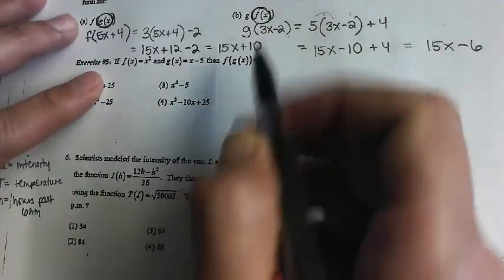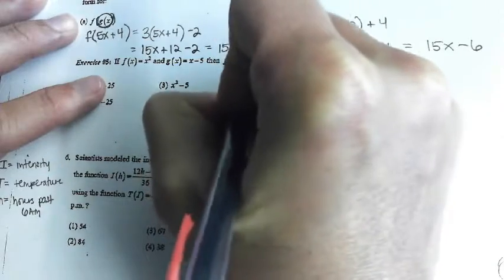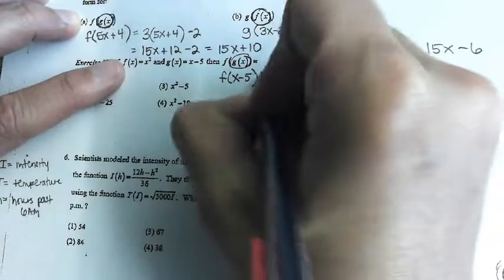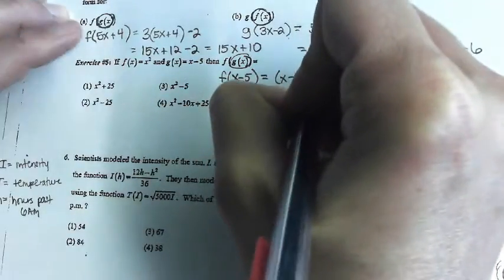So f of g of x. We're starting with g of x, which is x minus 5, and we're going to plug that into the f function. So that's just going to be x minus 5 squared.